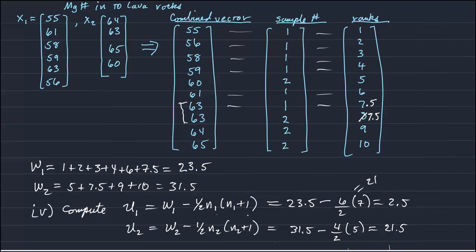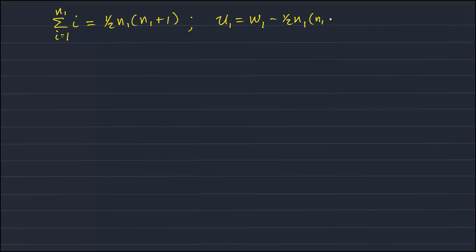So let me explain what these functions mean real briefly. It turns out that if we sum indices from 1 to, for example, n1, so we're just summing numbers from 1 to n1, then that sum is equal to 1/2 n1 times n1 plus 1. And recall that U1 is equal to W1 minus the sum from 1 to n1.